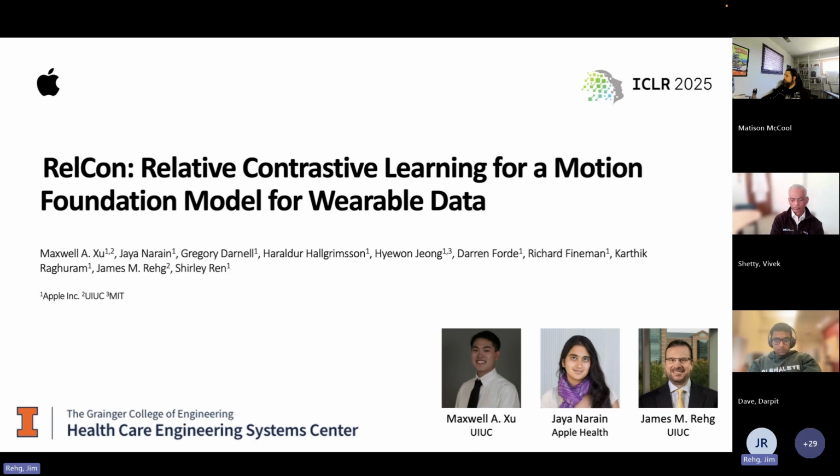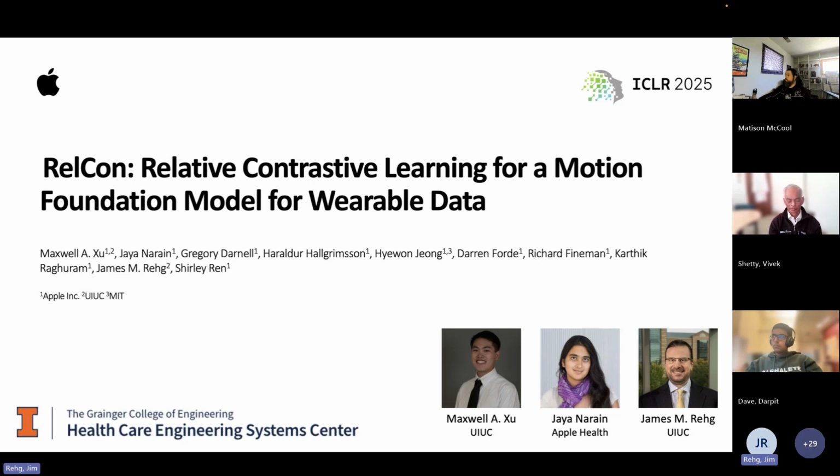And so this requires us to invent a different approach to contrastive learning that can produce a different mechanism for identifying these pairs of positive and negative examples. And so I'm just going to report briefly on a recent paper that we published with Apple Health at a conference called ICLR, a machine learning conference that took place earlier this month in Singapore.